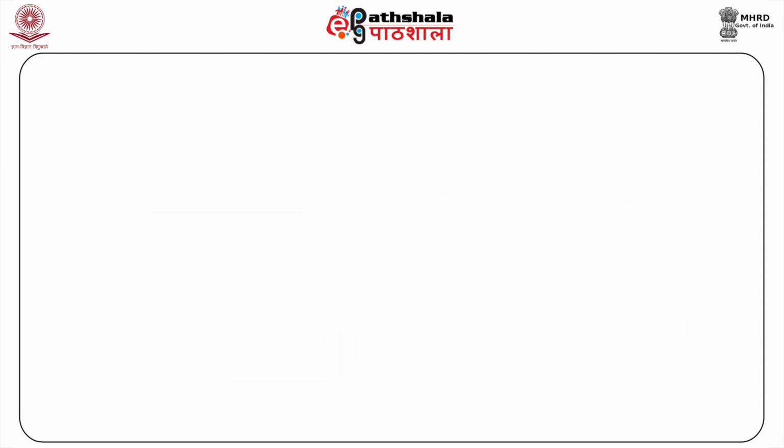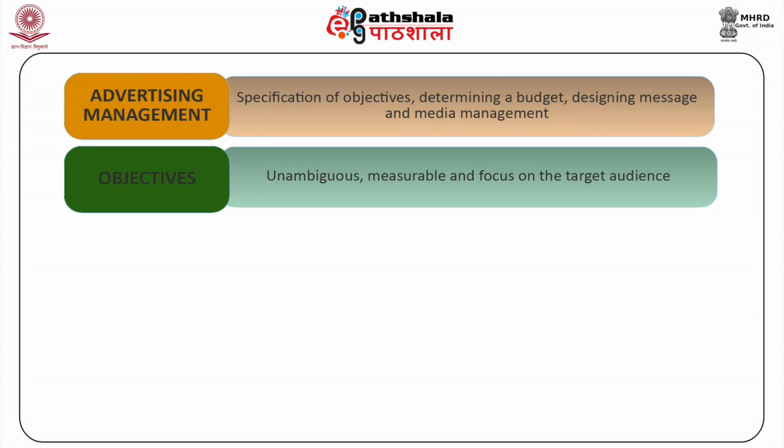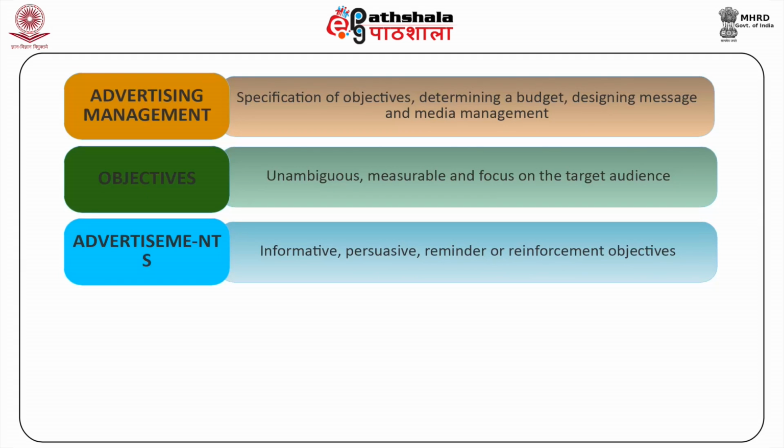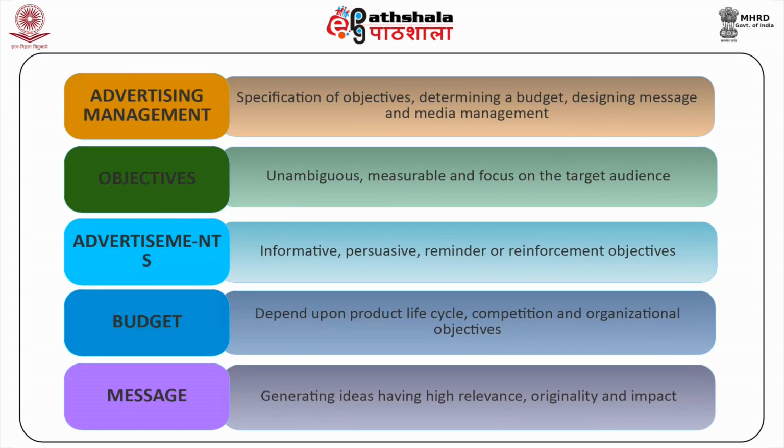Let us summarize what we have learned in this module. Advertising management involves specification of objectives, determining a budget, designing the message, and media management. Objectives should be unambiguous, measurable, and focus on the target audience. Advertisements can have informative, persuasive, reminder, or reinforcement objectives. The budget can depend upon the product life cycle, competition, and organizational objectives. The message design involves generating ideas having high relevance, originality, and impact. Appeals, consumer involvement, and arguments are used to make message execution effective.